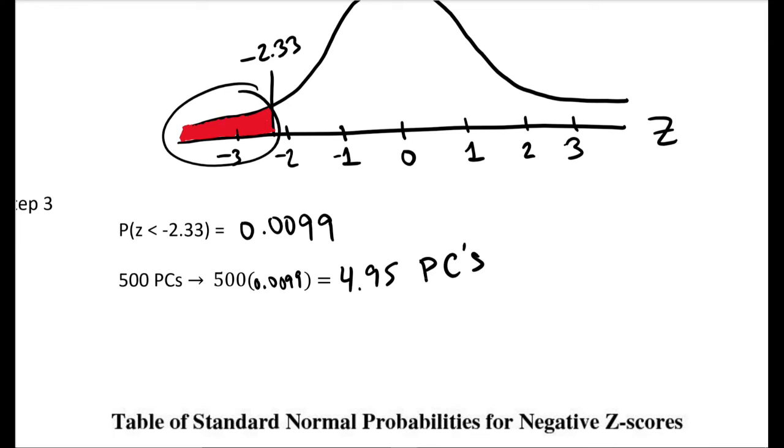Now we know we can't have a decimal for 4.95 PCs because that doesn't make any sense. So therefore we're going to round this to approximately 5 PCs. So out of the 500 PCs, which we multiplied by, we get 5 of them use that much power or less.